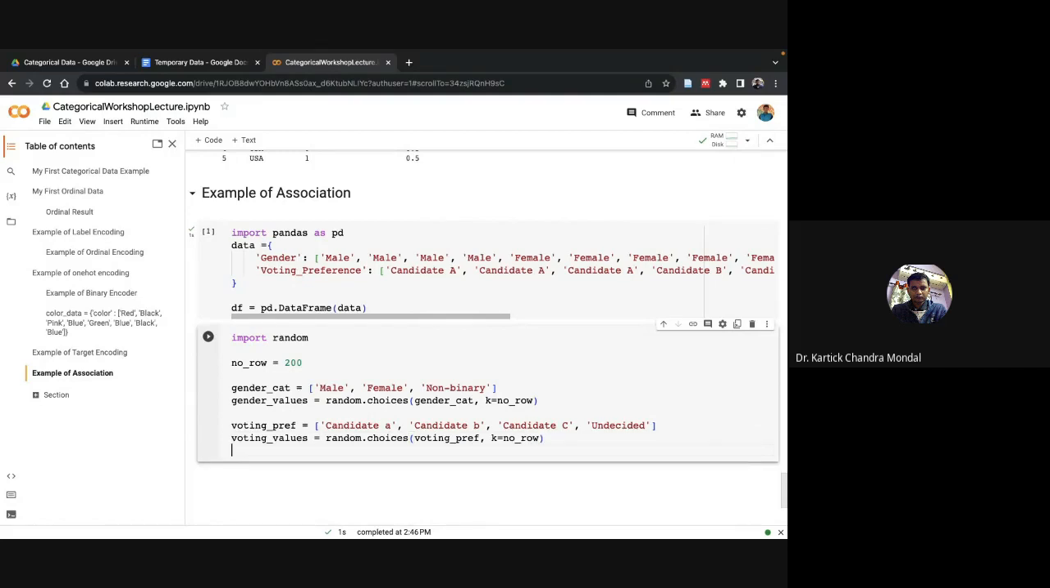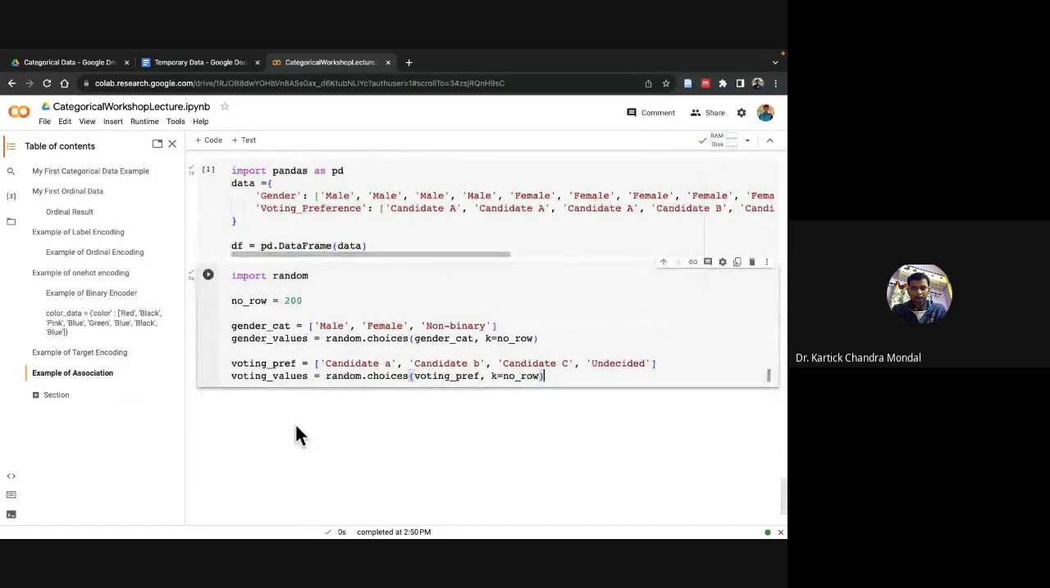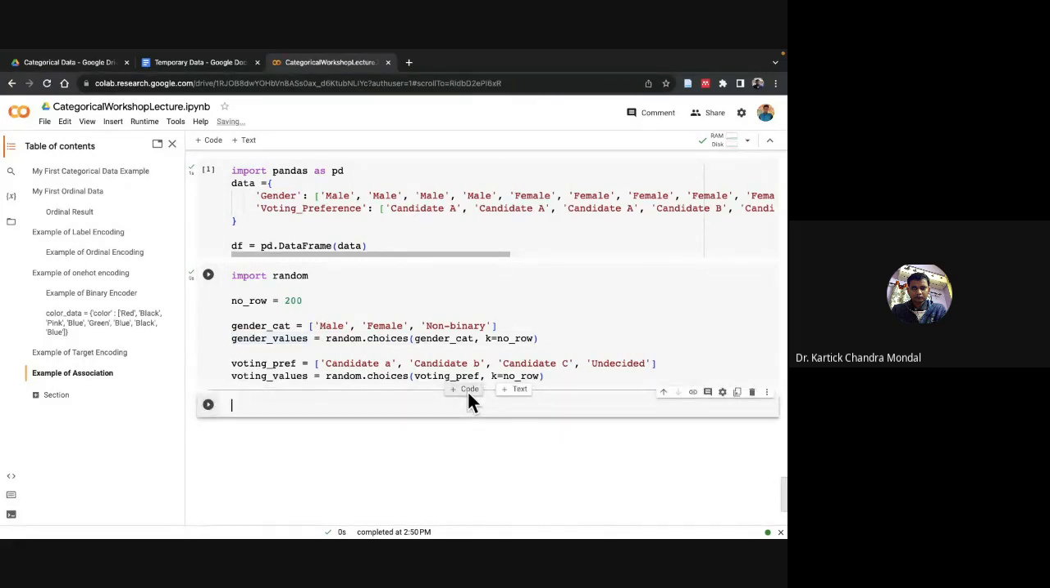So let's run this and check whether there is any error. It ran properly, and if you check the values, there are 200 items: female, non-binary, male, and then candidate C, undecided, like this. There are 200 values. Now create the data by using the same dictionary variable representation.